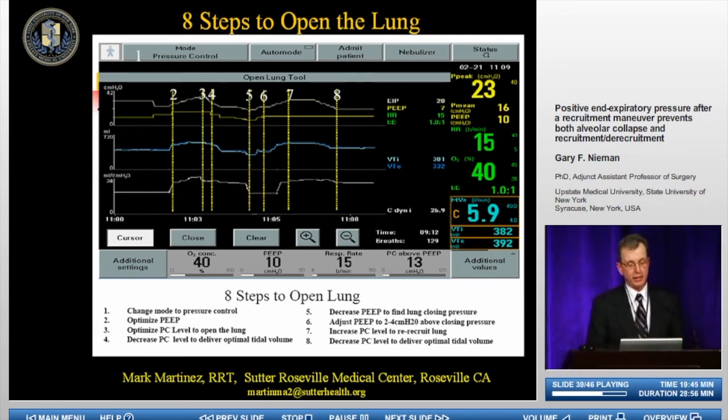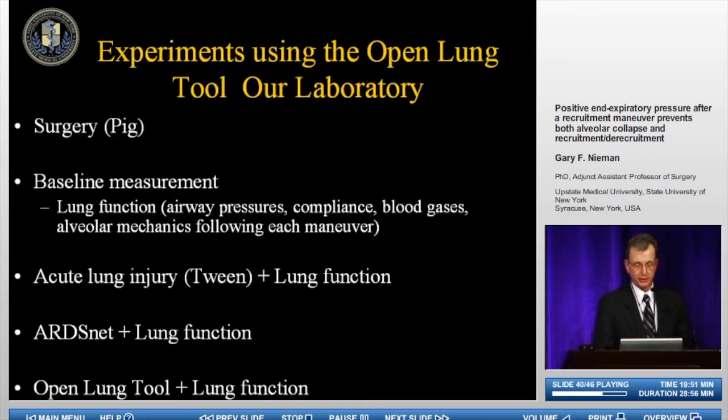And again, I don't want to go into too much detail here. There's plenty of people, and you can go to the workshop, I'm sure, and they'd be happy to show you this function. But in our study, we used pigs and did baseline measurements, and our major outcome in this wasn't protective lung ventilation, but really just on lung function. And so our lung function parameters were airway pressures, compliance, blood gases, and alveolar mechanics using our in vivo microscope.